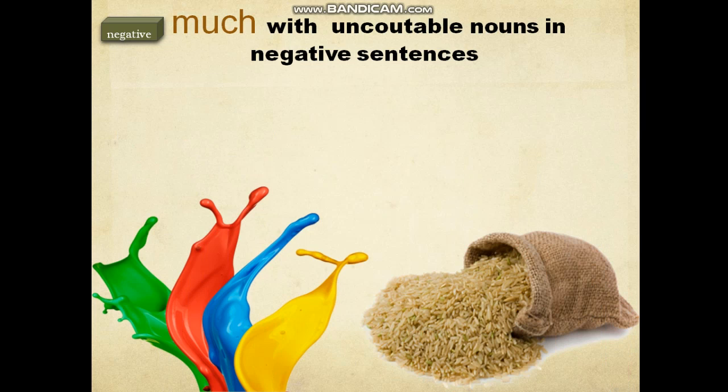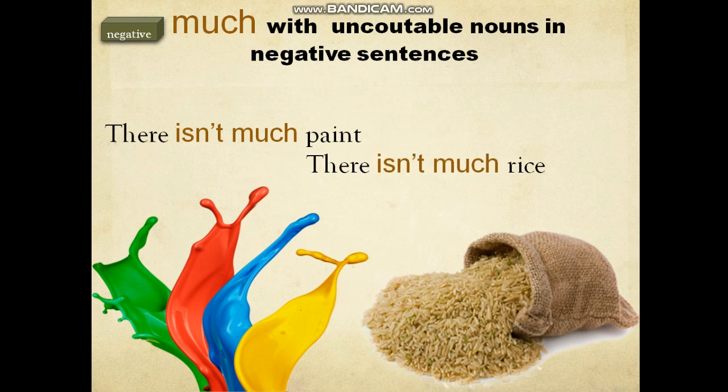For uncountable nouns, we use much in negative sentences. Example, there isn't much pain. There isn't much rice.